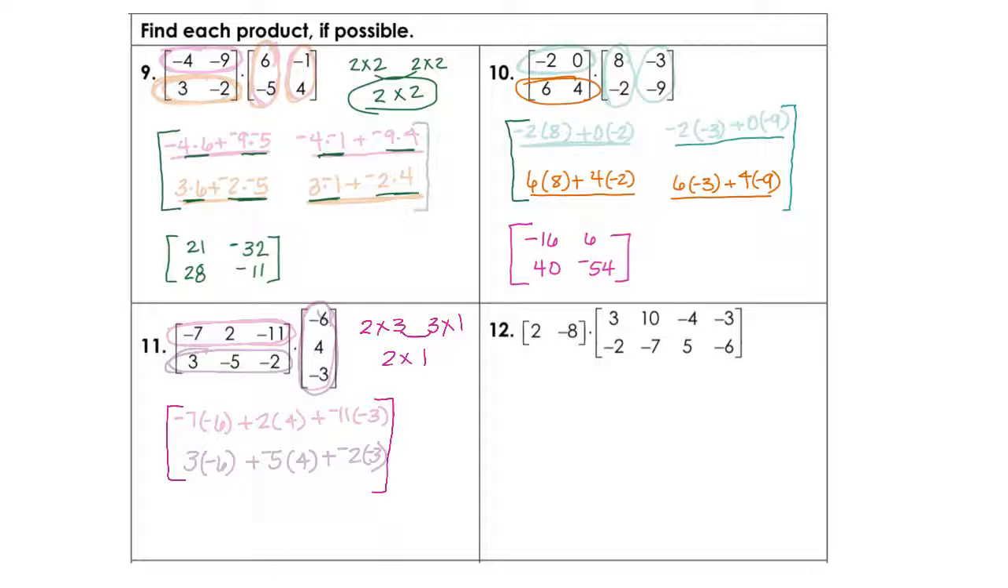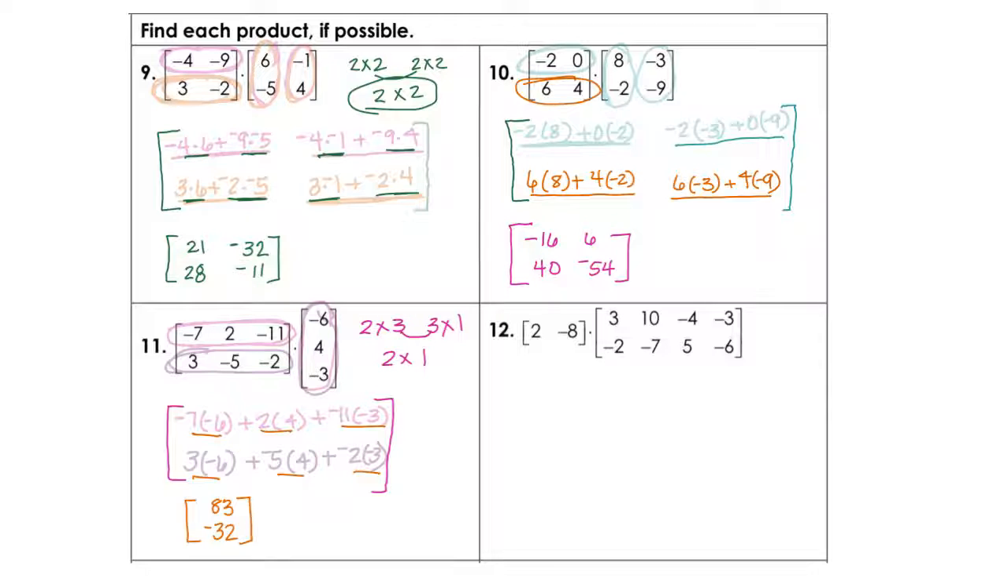All right, so now we're going to put all this together for our final answer. So we're going to have 42 plus 8 plus 33. So that's going to give us, what did we get there? 83. And then our next one, we're going to get negative 18, negative 20, and positive 6. So that's going to give us negative 32.